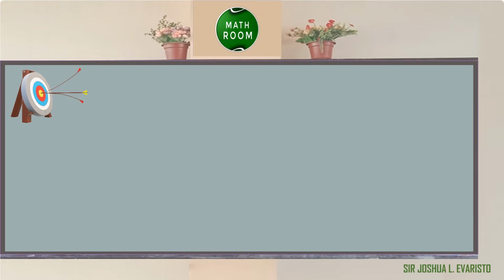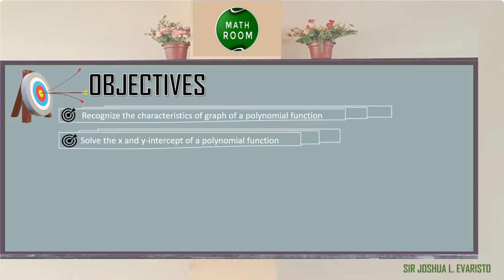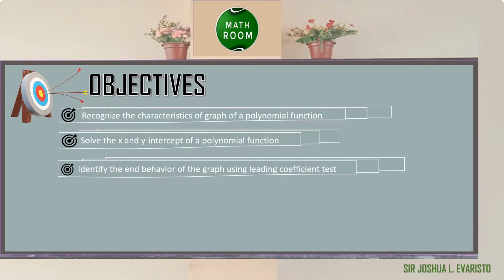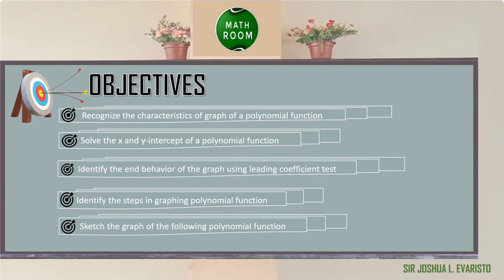Before we proceed on our discussion, let me present to you our objectives. At the end of this video, you should be able to recognize the characteristics of a graph of a polynomial function, solve the x and y-intercept of a polynomial function, identify the end behavior of the graph using leading coefficient test, identify the steps in graphing polynomial function, and sketch the graph of the polynomial function.